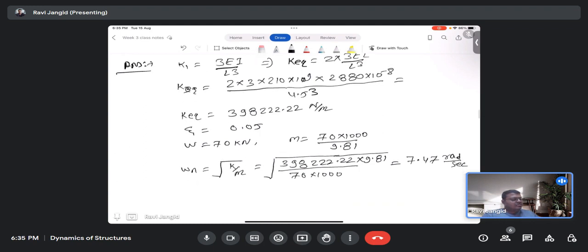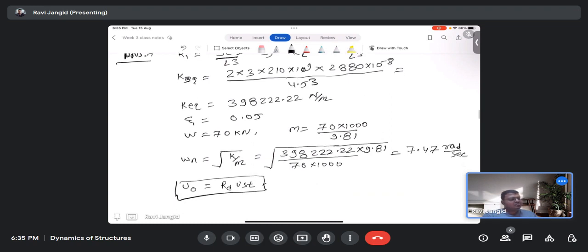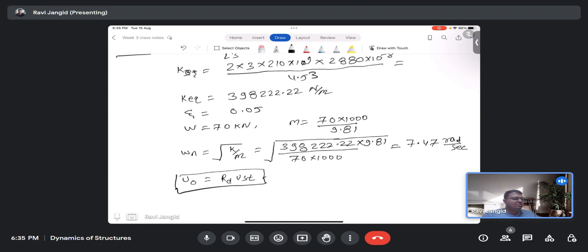So the maximum solution, the steady state, will be given as RD times the U static. Do you know this? Yes. So can you find out the U static and the RD? Let us find the U static, which is F naught by K. F naught is given as the amplitude, 900 Newton, and K is 39822.22 Newton per meter. So what is this U static?